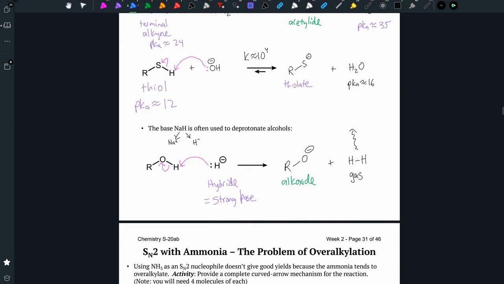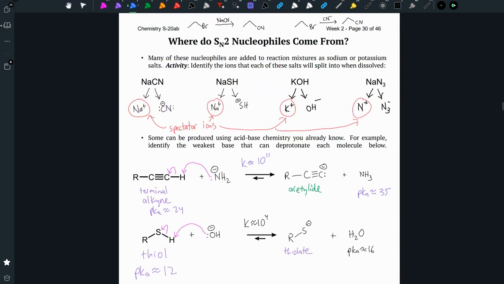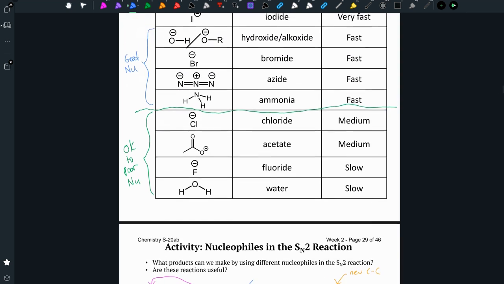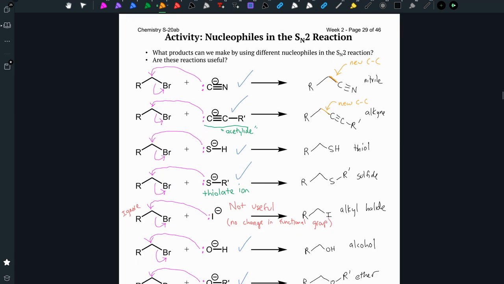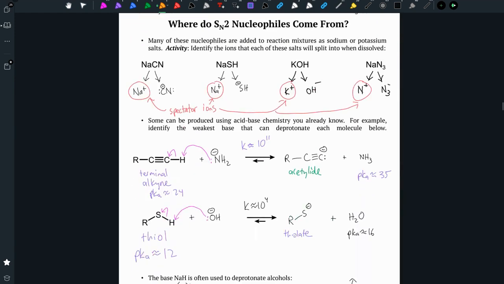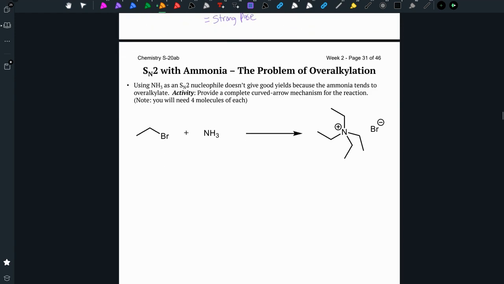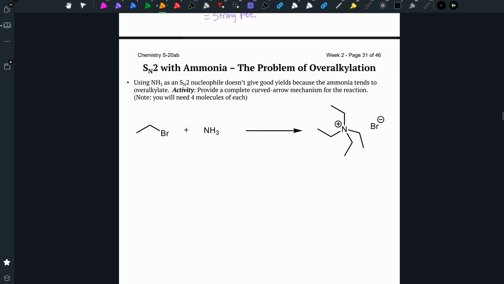Before I close this portion, I do want to address one of the nucleophiles I didn't discuss. So you'll notice down here, ammonia is a good nucleophile. It's the only one in that good nucleophile list that's actually neutral, but I didn't discuss it on this page as a nucleophile that we would use in the SN2 reaction. So I want to talk about why. Turns out ammonia is not a great nucleophile for SN2 because it tends to do a thing we call overalkylation.